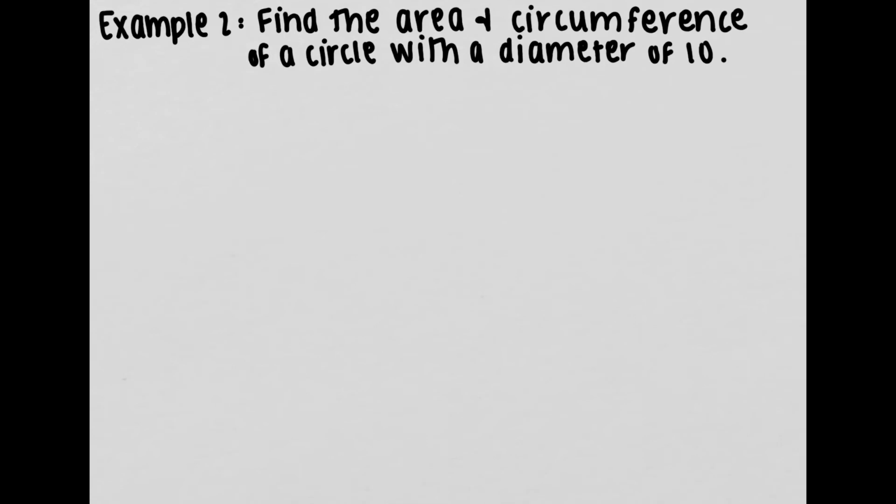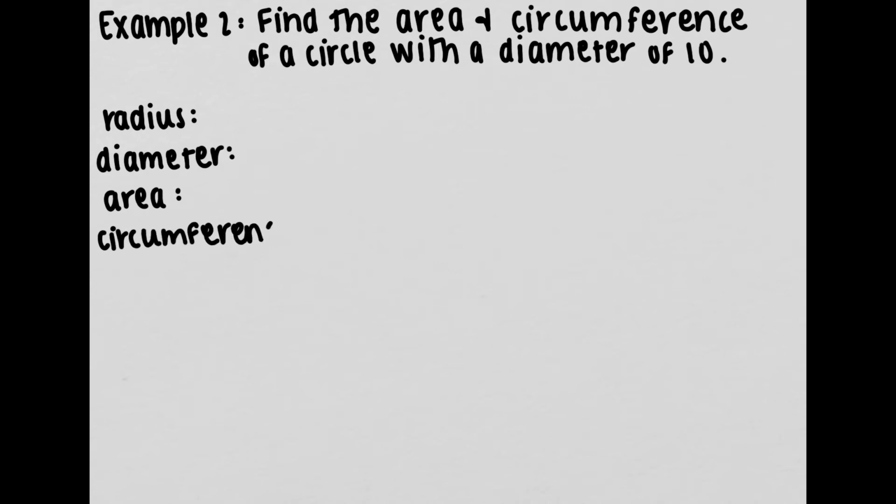So example 2, I'm asking you to find the area and circumference just like example 1. But this time I tell you that it's a circle with a diameter of 10. I gave you the radius in the first problem. So over to the left, I'm going to write out everything like we did before. I'm going to find the radius, I'm going to find the diameter, the area, and of course the circumference.